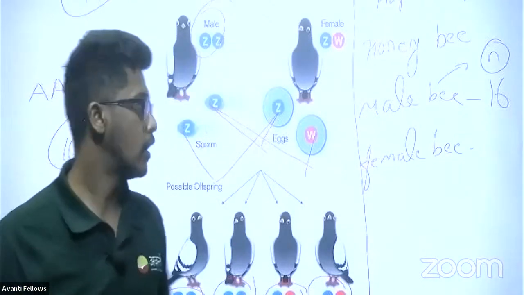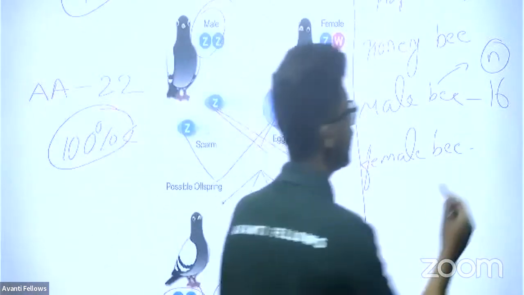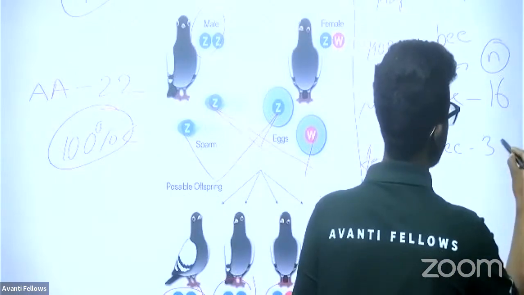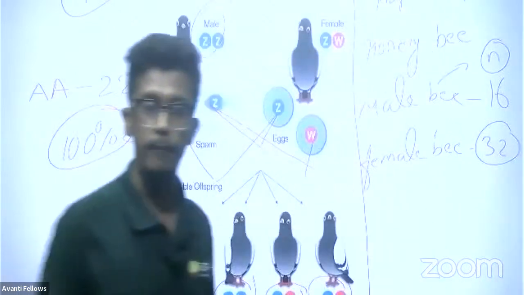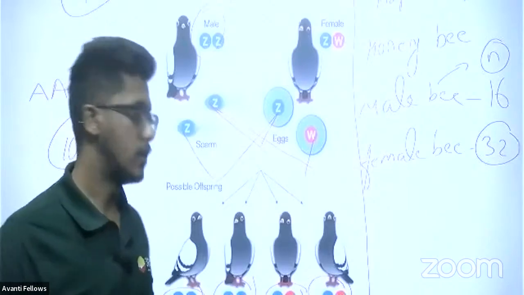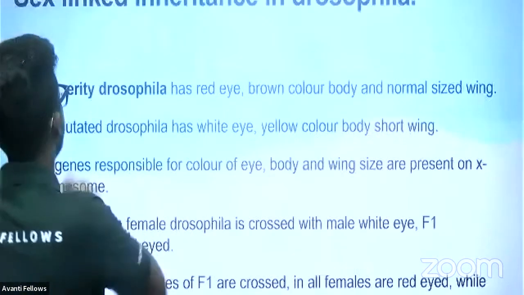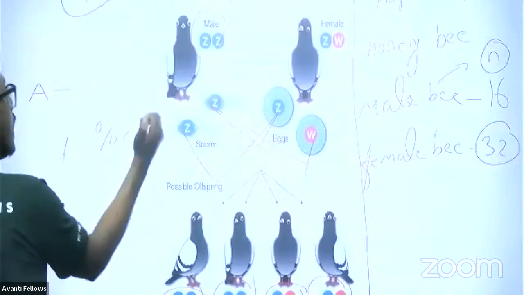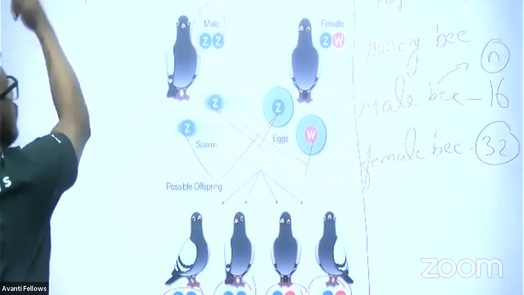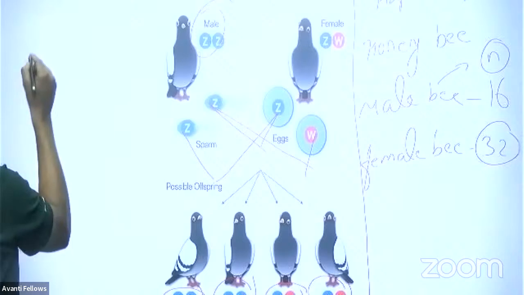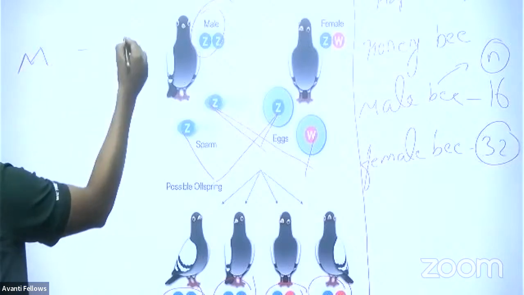They're in haploid state, whereas the female honeybee will be diploid, that is 32 chromosomes. How did it happen? Because that's how their entire genetics is made. So let's see what happens. We have a male, I will represent it as M, and we have a female.